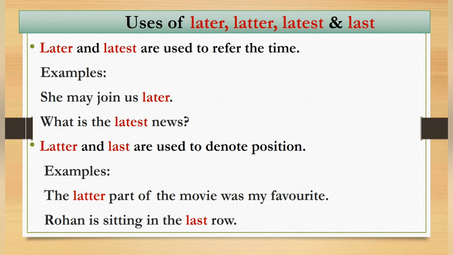Next is latter and last. Latter is used to refer to the second of two persons or things that have been mentioned. Latter and last denote position. We can also say that latter is in antithesis of former. For example, the latter part of the movie was my favorite. Means the part of the movie closer to the end was my favorite. Whereas last is fairly easy to understand, as last is the opposite of first. Example, Rohan is sitting in the last row.